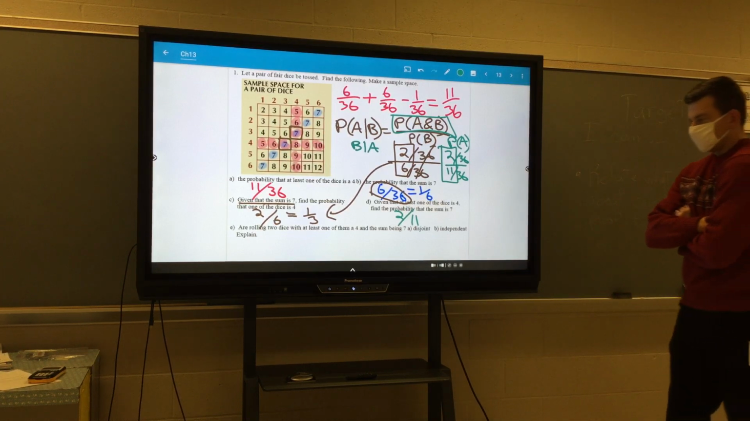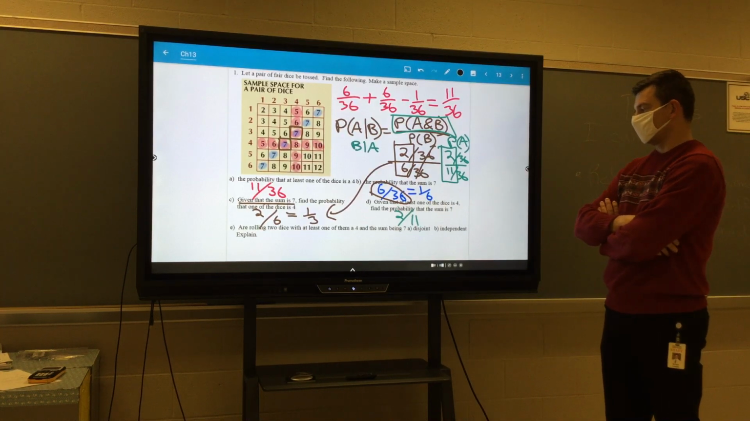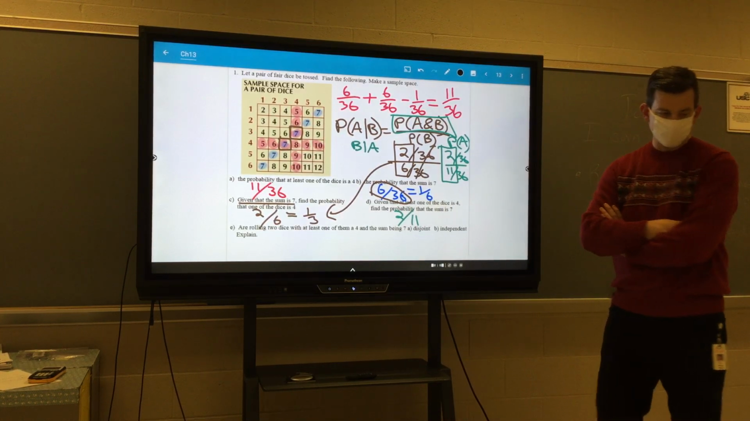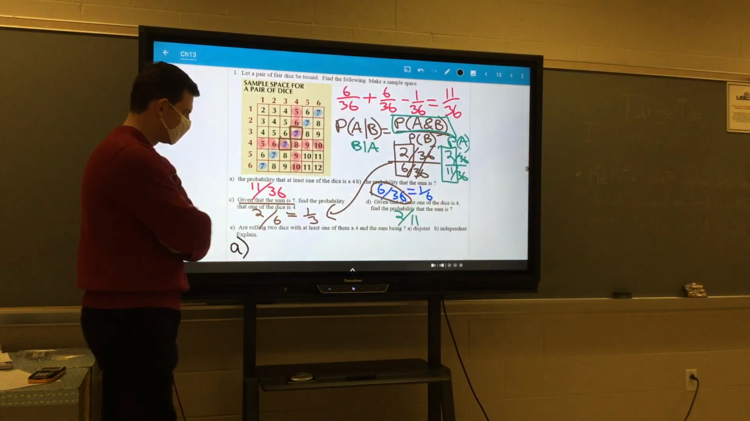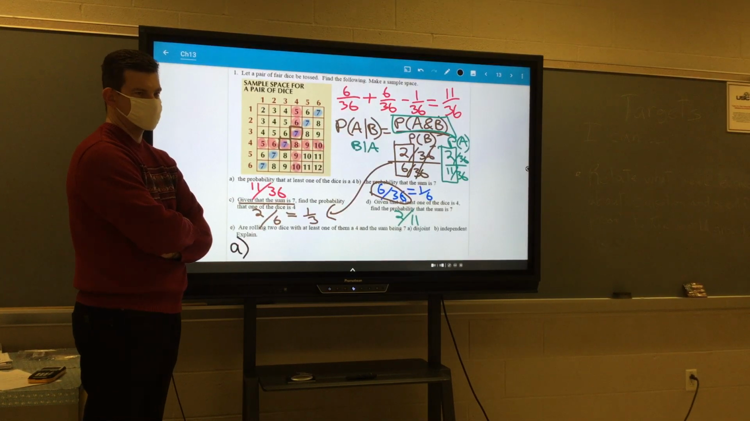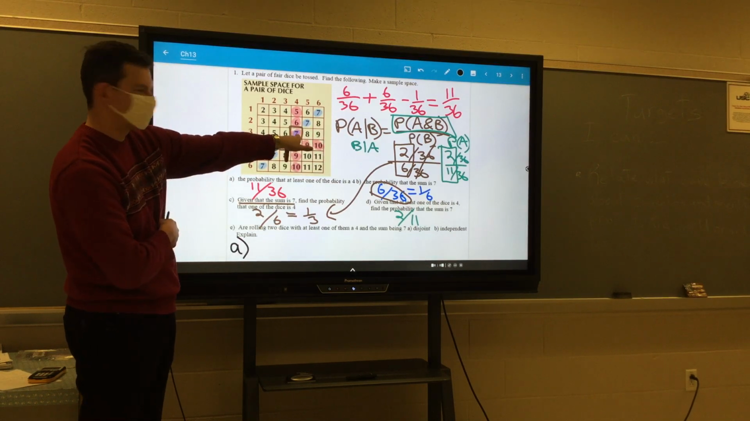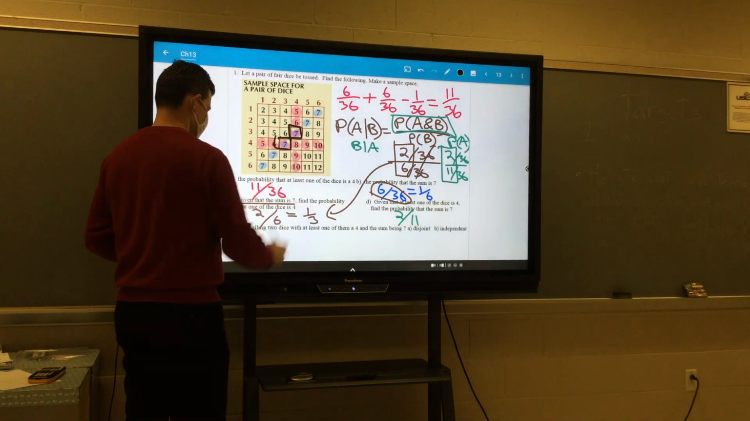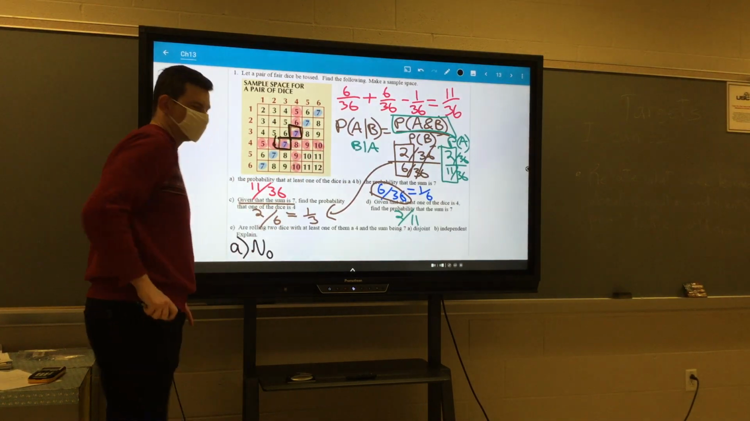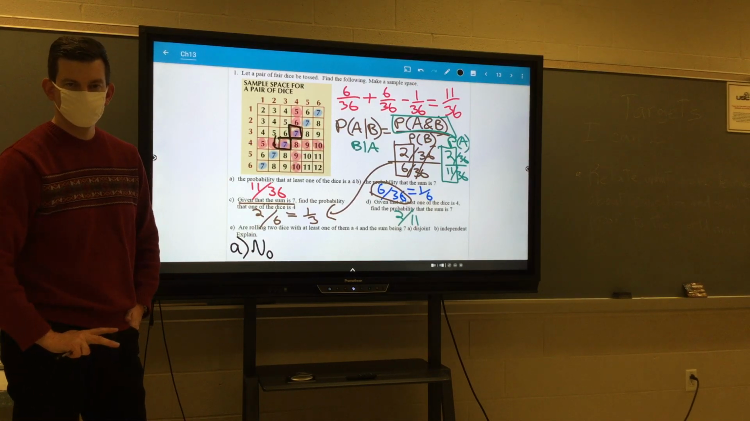Now, letter E. We're given 2 questions. Are rolling 2 dice with at least one of them a 4 and the sum being a 7 disjoint? Disjoint means they do not overlap each other. The whole premise of C and D was looking at the overlap. And they overlap here and here. So are they disjoint? No, they're not disjoint. They overlap on 2 cells.